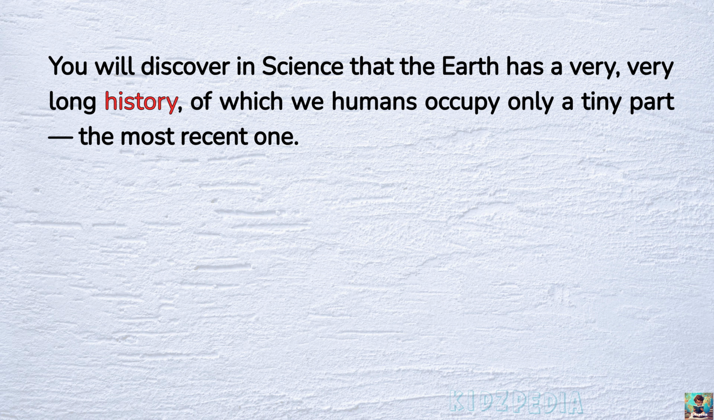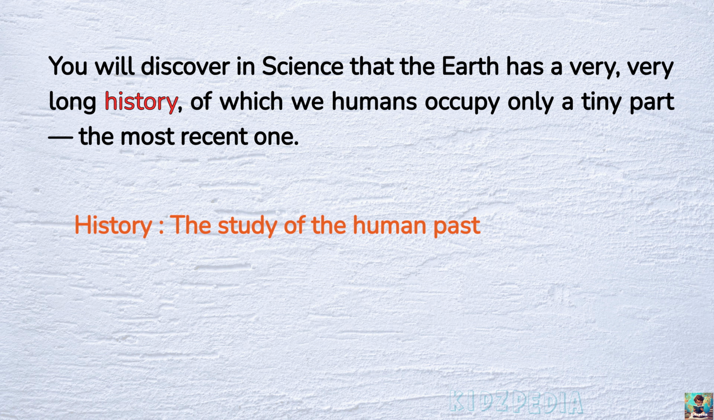You will discover in science that the earth has a very long history, of which we humans occupy only a tiny part, the most recent one. So, what is the meaning of history? History means the study of the human past. That is, the study of everything that happened to humans in the past. It helps us understand how people lived, what they did, and how the world changed over time.